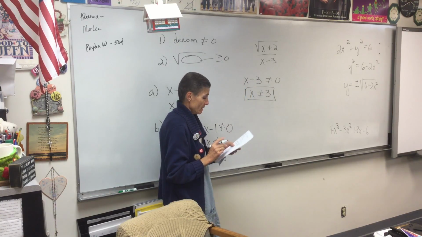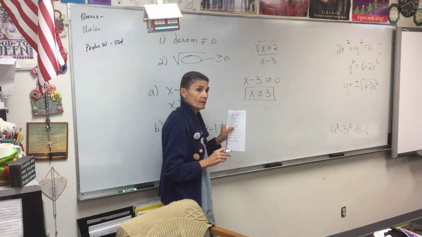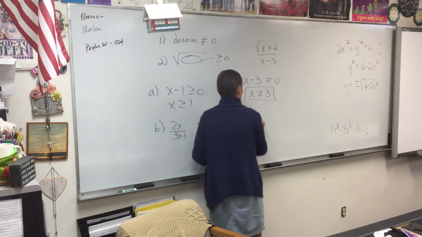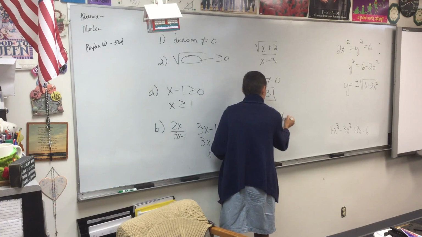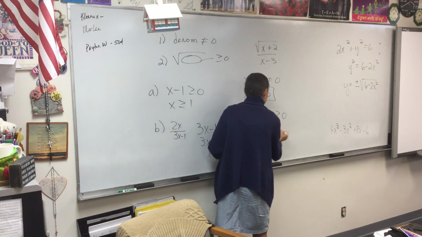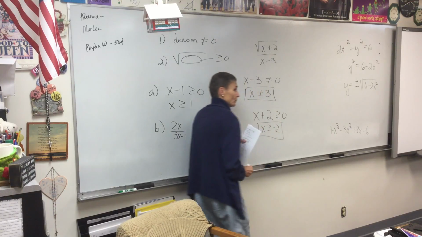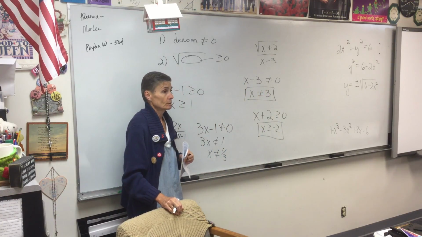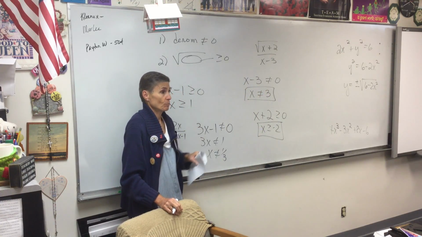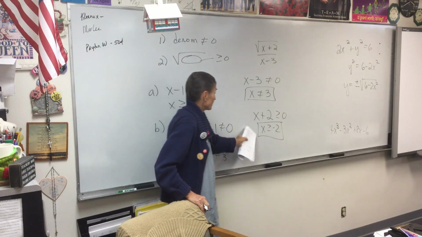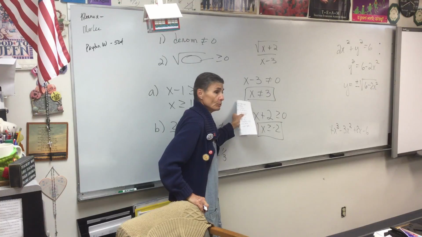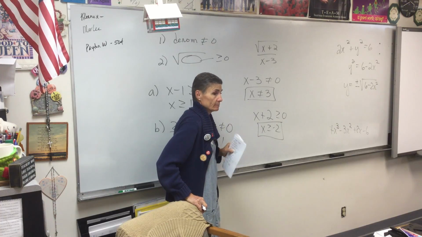But I'm not done, because I also have a radical. And what do I know about what's under the radical? It's got to be greater than or equal to 0, which means x is greater than or equal to -2. On that answer blank, you will have two things. Greater than or equal to -2, not equal to 3.